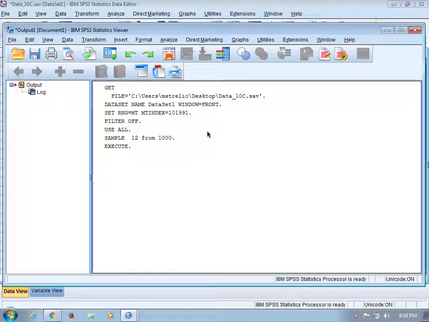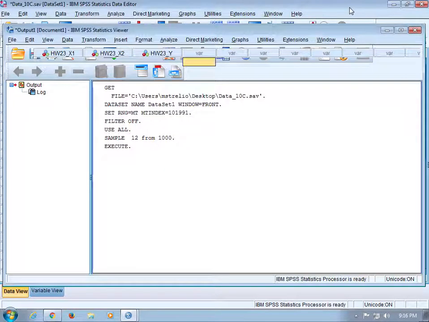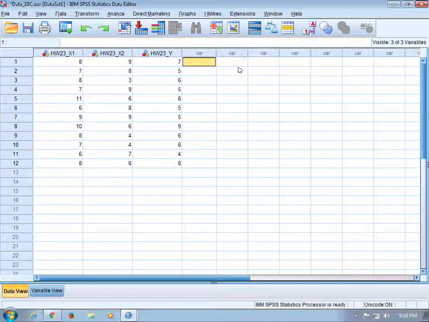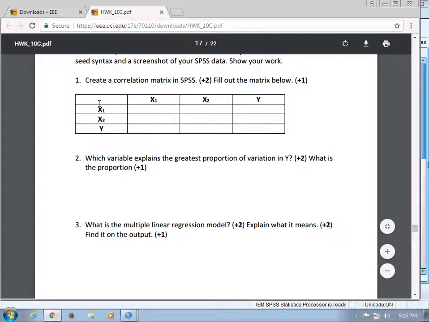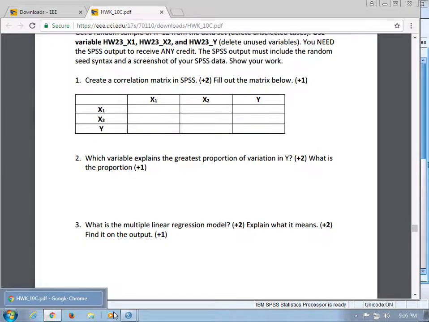So this week I'm going to walk you through homework number 23. I've already set the index for the random number generator, and I've already drawn a sample of 12 cases from the first 1,000. And I've already cleared the unselected variables. So what's left to do is create a correlation matrix, which we can use to fill out this table, and then also answer some of these questions, the answers of which are based on the output of a regression.